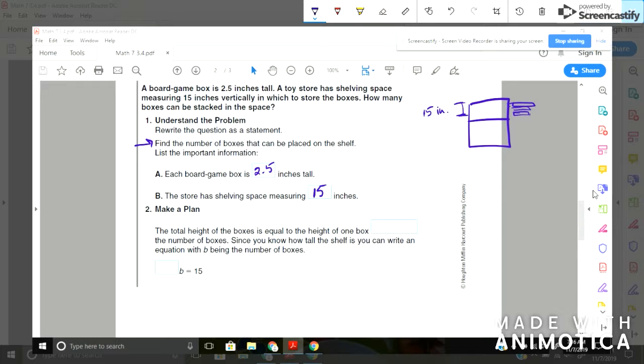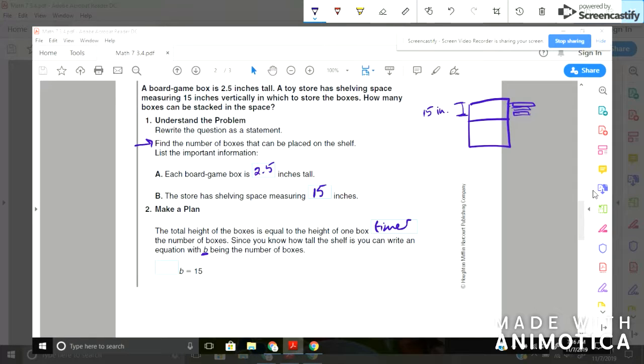If we're going to make a plan for it, the total height of the boxes is equal to the height of one box times the number of boxes. Since you know how tall the shelf is, you can write an equation with B being the number of boxes. We don't know how many boxes can fit on there, but we could write an equation.